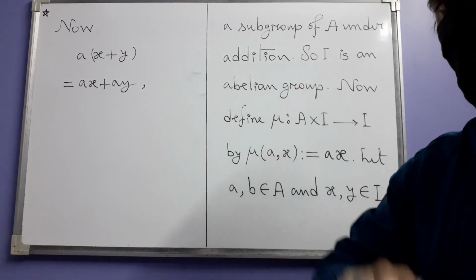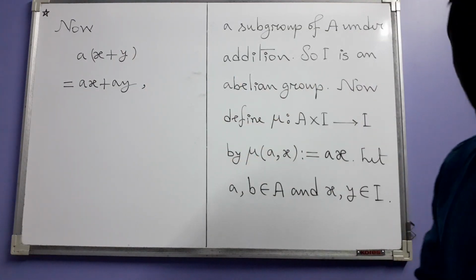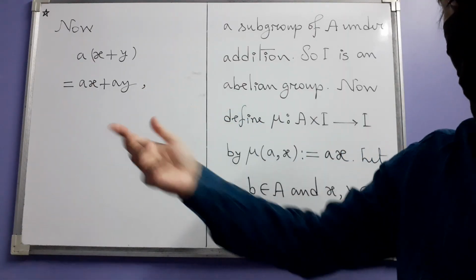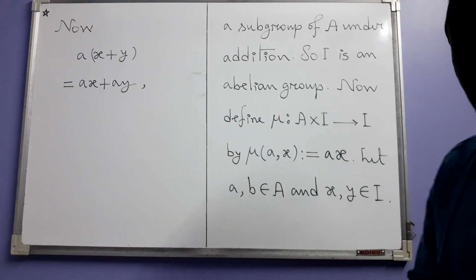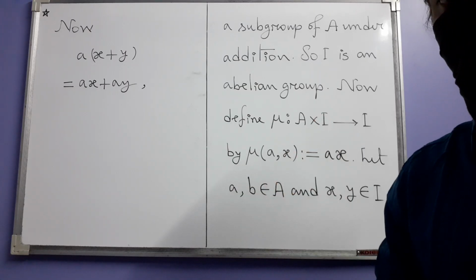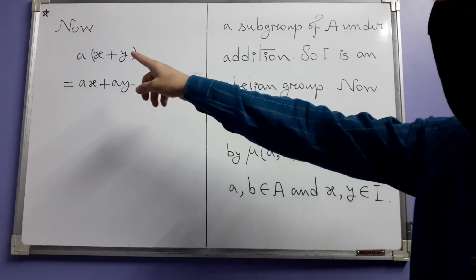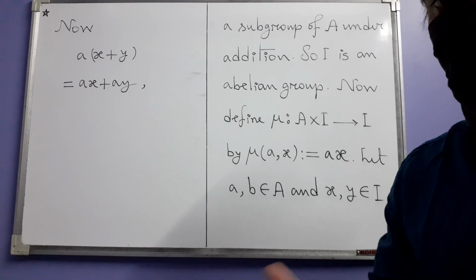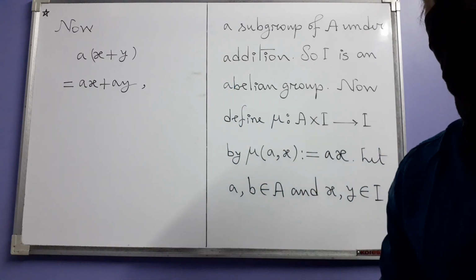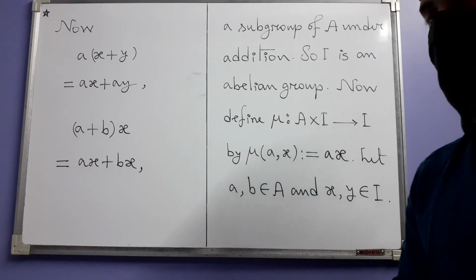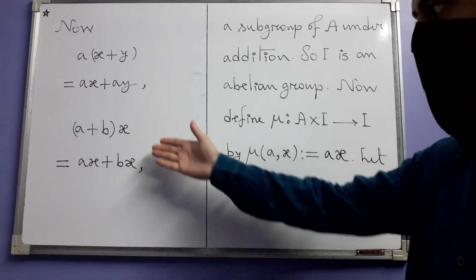This is one of the axioms in the definition of a module. How exactly is it coming? Well, it's just the left distributive law that you have in the ring A, because ultimately these elements a, x and y are elements of our ring A. So from left distributive law we have this. Similarly, by the right distributive law we also have this.